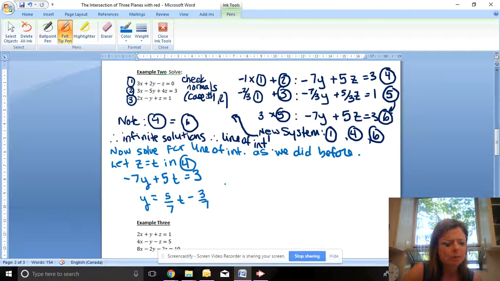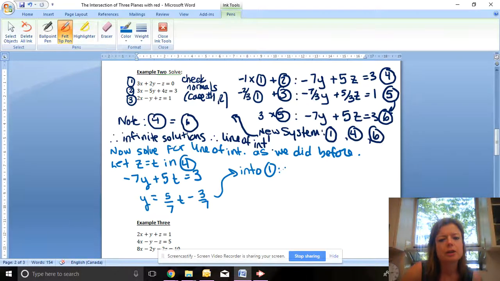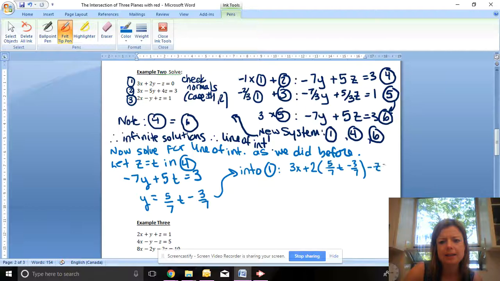Okay, so now we're going to put that back into equation 1, because since 4 and 6 are the same plane, we're looking for the intersection between 4 and 1. So now we're going to put that into 1. So we get 3x plus 2(5/7 t minus 3/7) minus z equals 0. Sorry, not minus z, minus t, because we let z be equal to t.